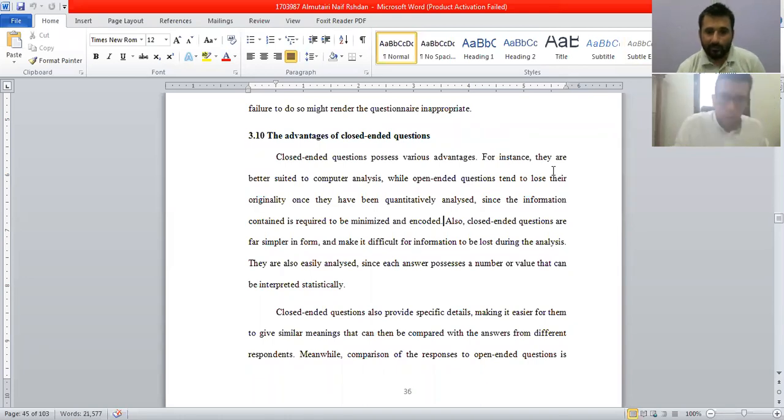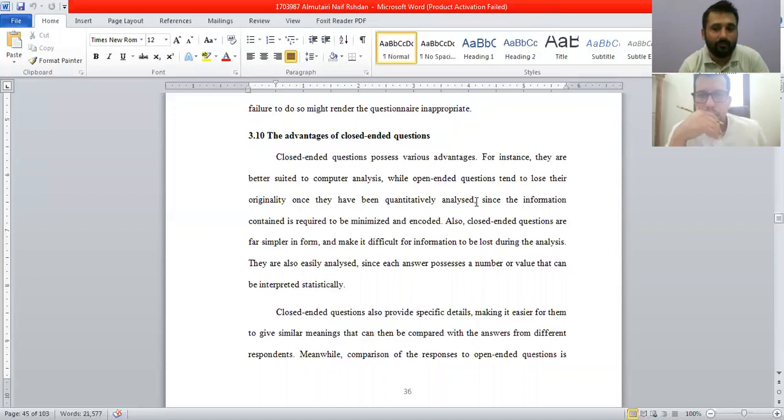Okay, let me start reading from the start. The advantages of close-ended questions. It says close-ended questions possess various advantages. For example, they are better suited to computer analysis, while open-ended questions tend to lose their originality once they have been quantitatively analyzed. This is a drawback.